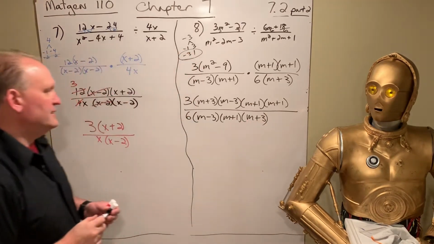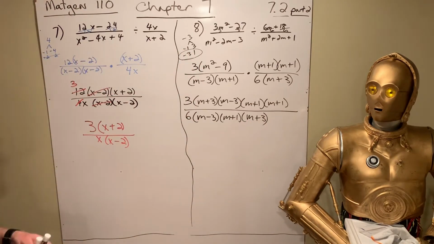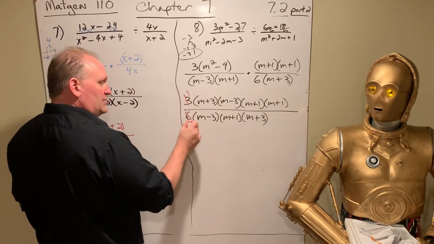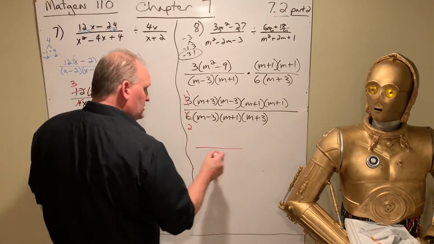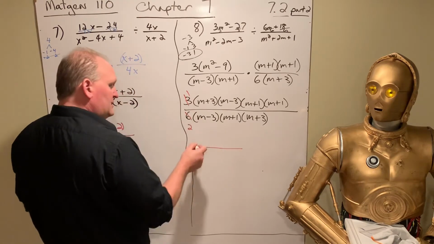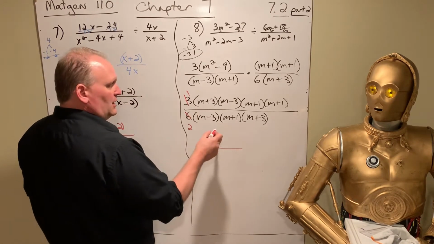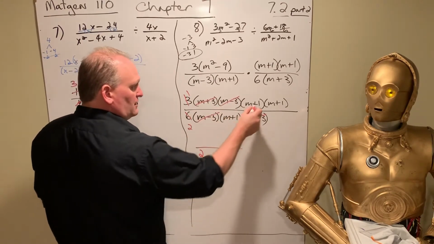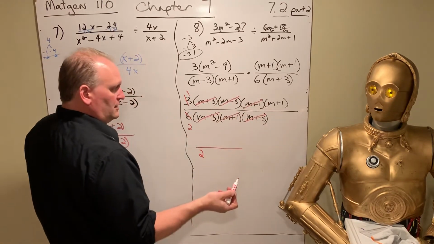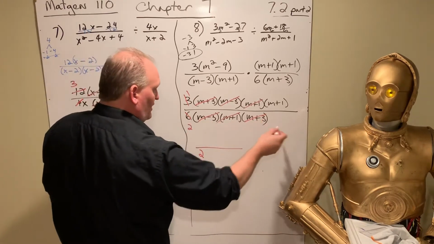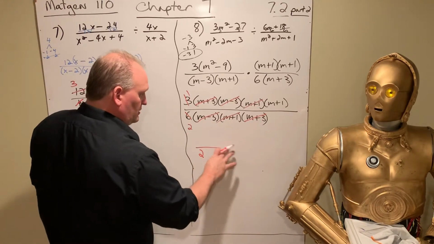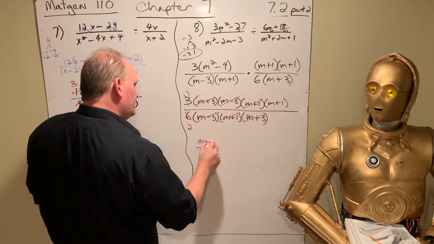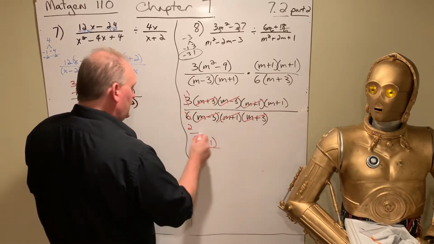And now let's cancel. We'll cancel anything that's same top and bottom. So mind where the 2 ends up. Look, 3 goes into 6 twice, but the 2 is on the bottom. So this is like 1 over 2. M plus 3's go, m minus 3's go, plus 1's go. So everything canceled off at the bottom except for 2. And on the top, we just have m plus 1. And that's it.